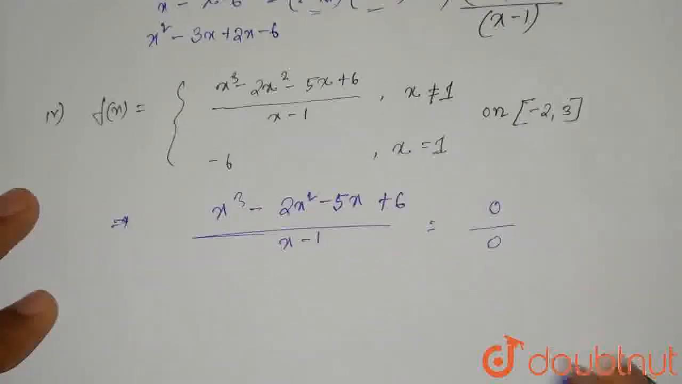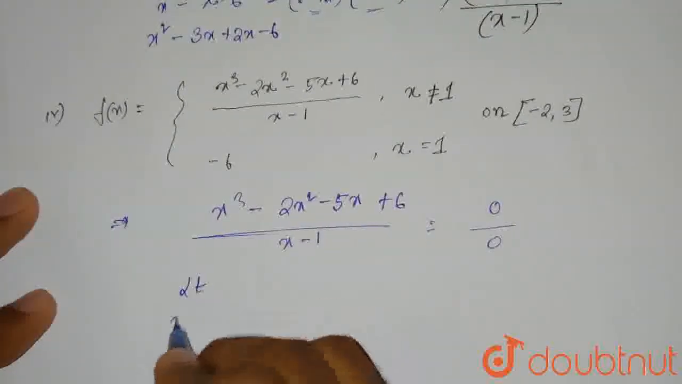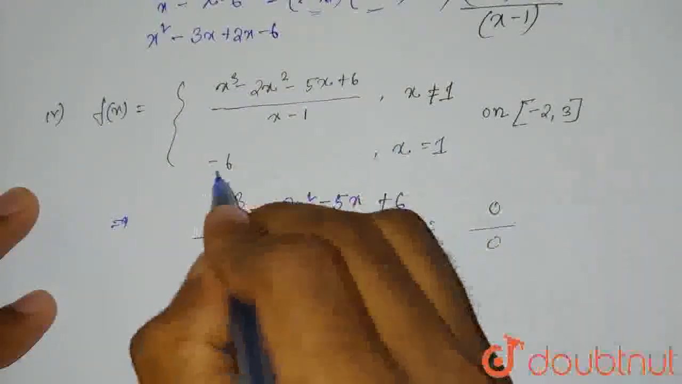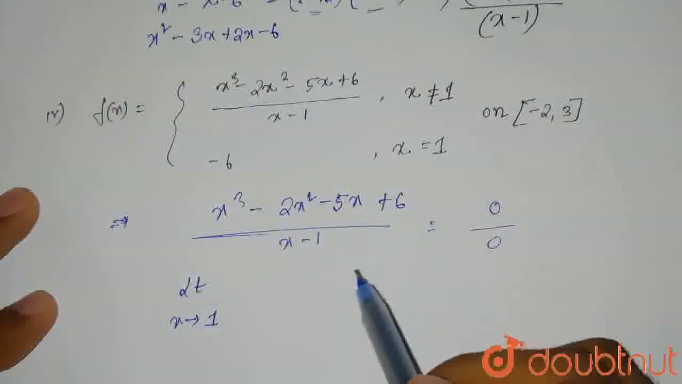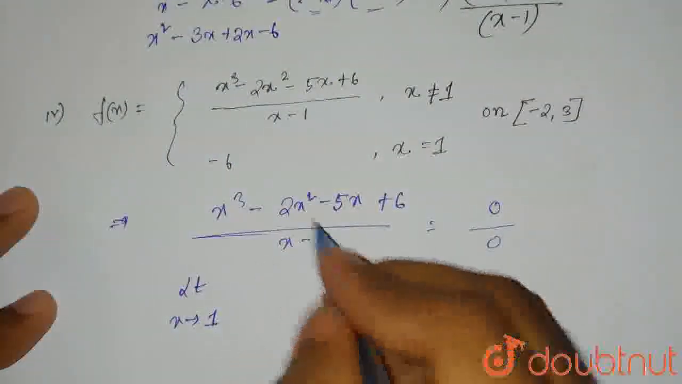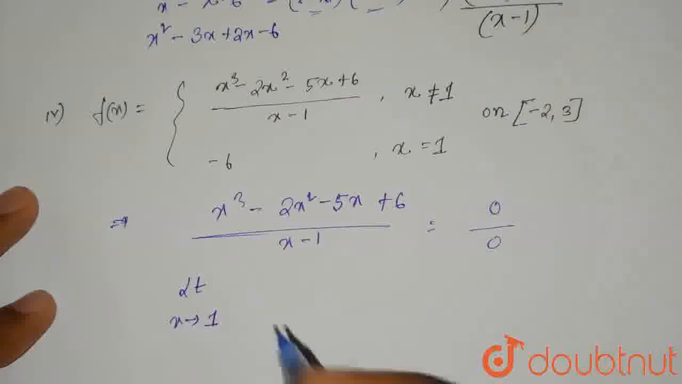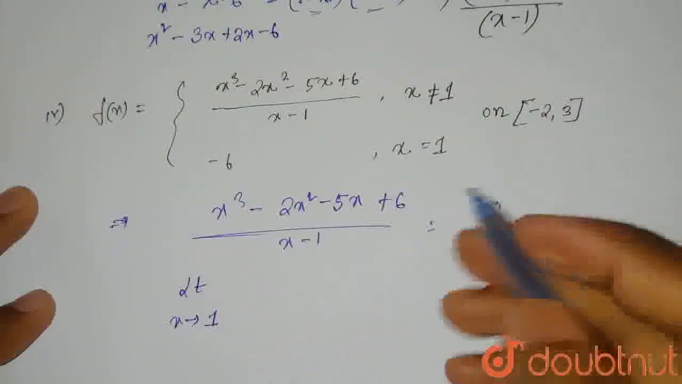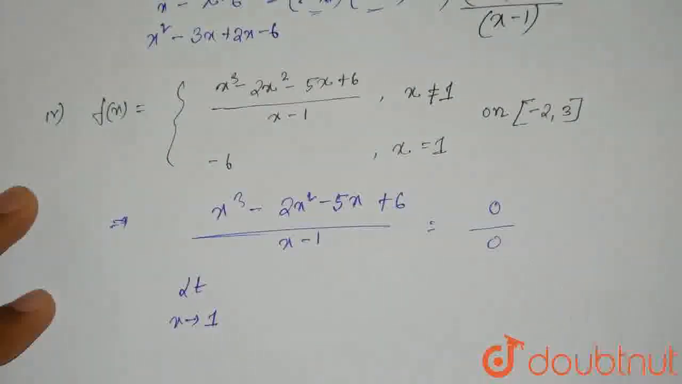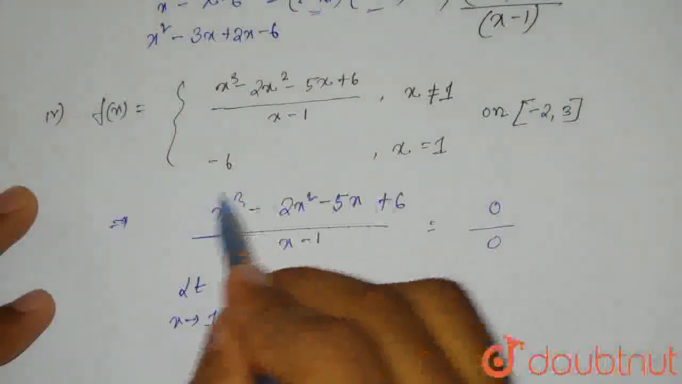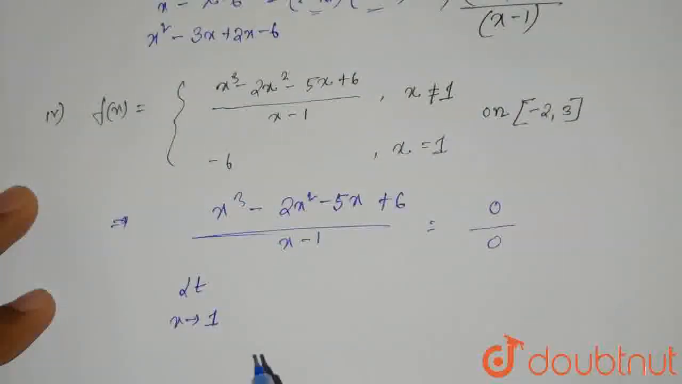So if we take L'Hospital's rule and apply limit x tends to 1. As it is given at x equals 1 we are getting the value 6. Let's see whether at x tends to 1 we get the value 6 or not. Then only it will be continuous. Using the L'Hospital rule, which says whenever after putting the value the function turns out to be 0 by 0 or any other indeterminate form, we can apply the L'Hospital rule. It means we have to differentiate the numerator and denominator separately, then we apply the limit.